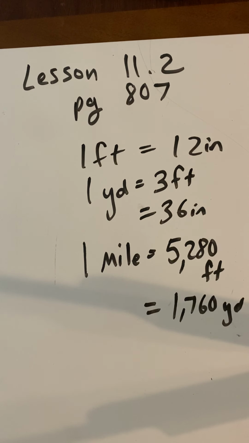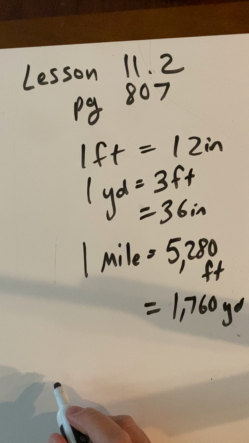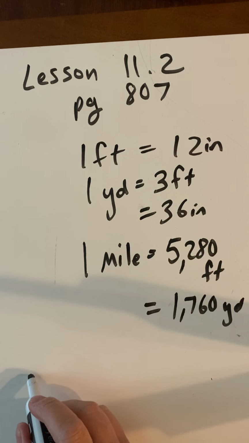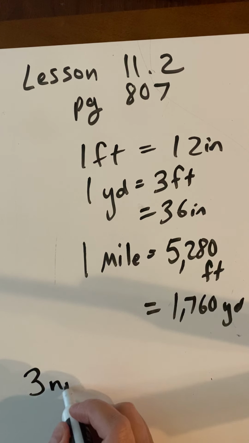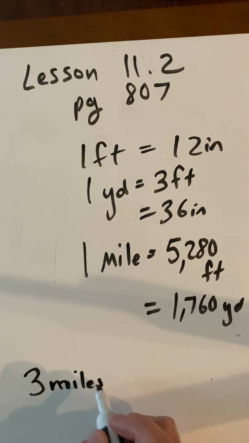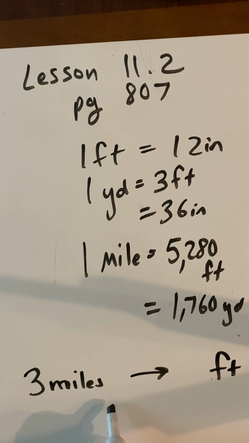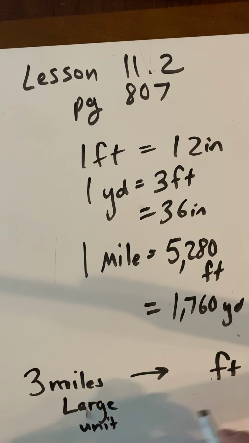An important thing that they talk about is converting a large unit to a small unit. So let's say that I've got 3 miles and I want to convert that into feet. When I go from a large unit to a small unit, you should multiply. This would be a large unit because we're talking about miles, and this is a small unit. So when you go from the large unit to the small unit, you should multiply.